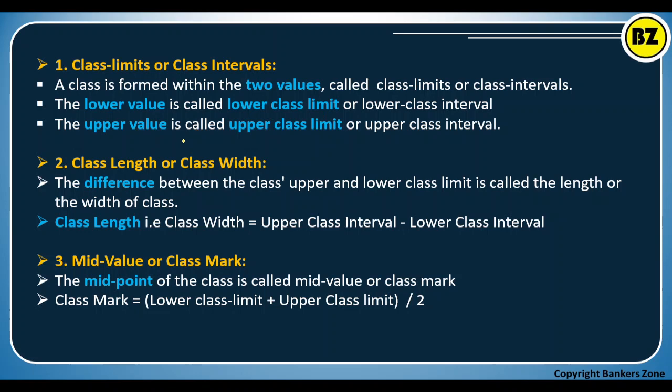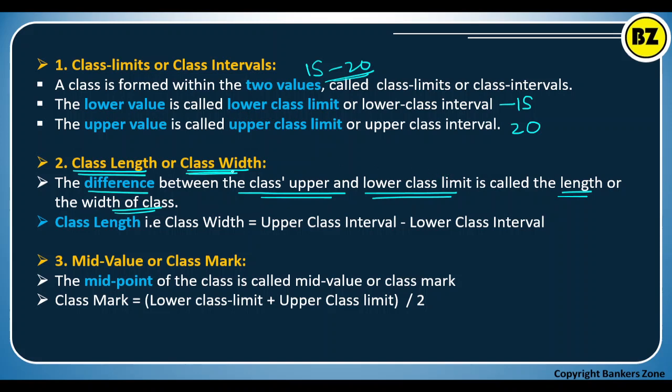Okay, now what is the class length? Okay, what is the class width? Length and width is same. Okay, class length or class width. The difference between the upper and the lower class limit is called the class length or the width of the class. For example, suppose the class interval is 15 to 20. Okay, so 15 will be the lower limit and 20 will be the upper class limit.